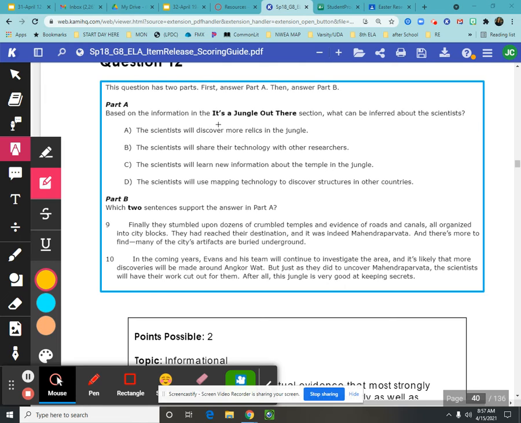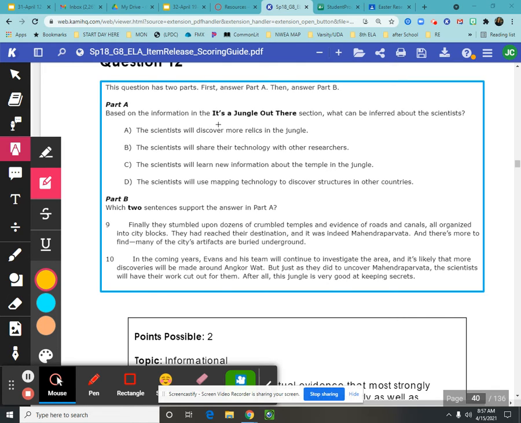Something that's not directly said in the text, but that's implied. So it's not said directly, but you can sort of read between the lines. It's based on what you know and what you read. It's like in there. Okay.